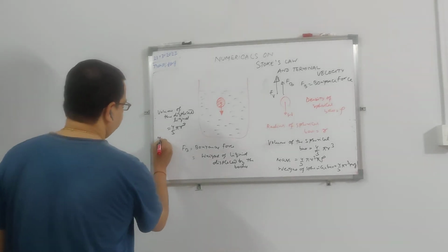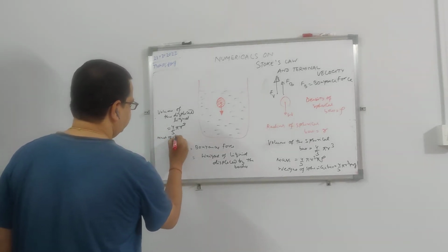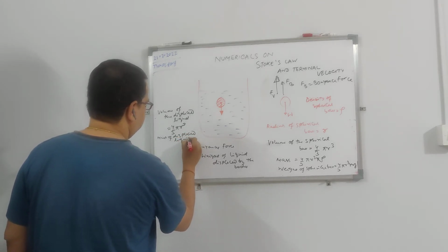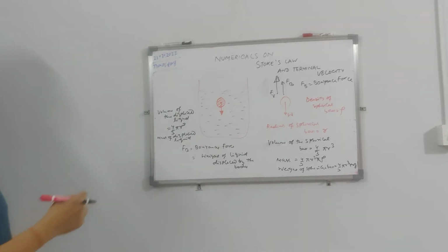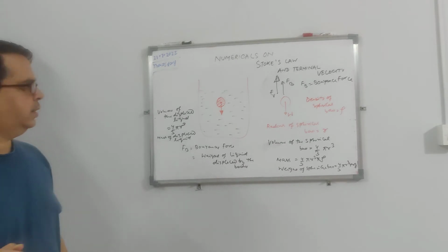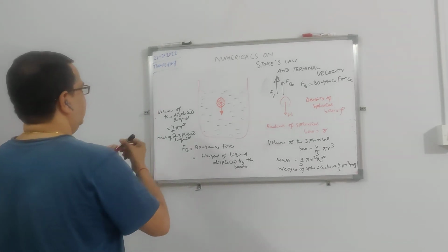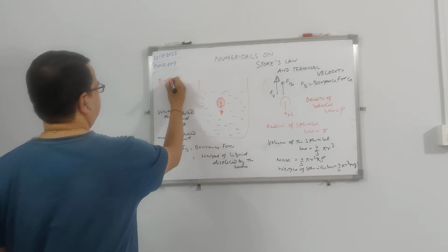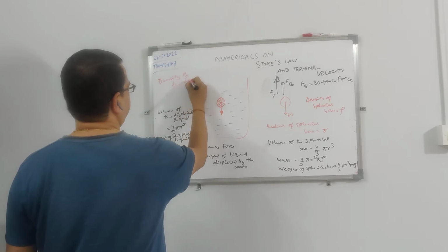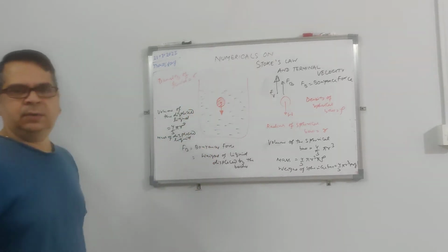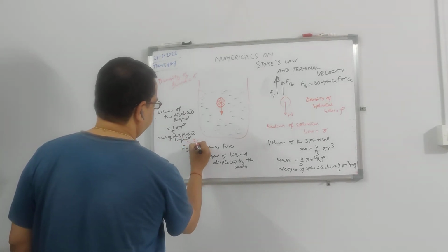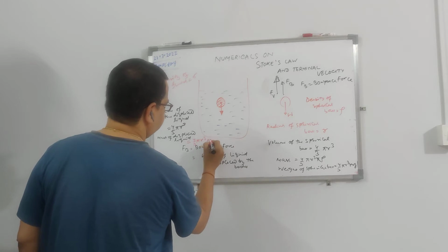Then the mass of the displaced liquid. Here comes the trick. Here the mass will be based on the density of the liquid, not the density of the solid ball. So you can write density of fluid, let us say, is sigma. So this mass becomes 4 by 3 pi r cube into sigma.